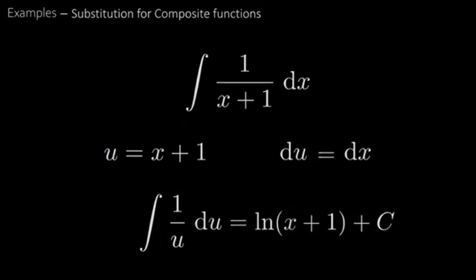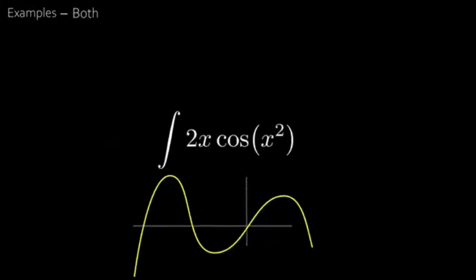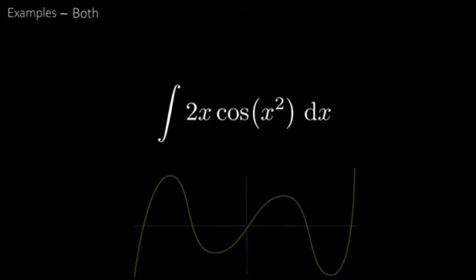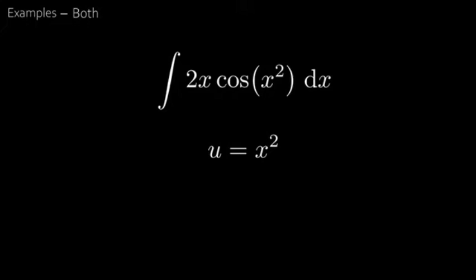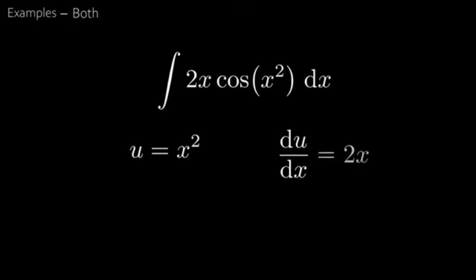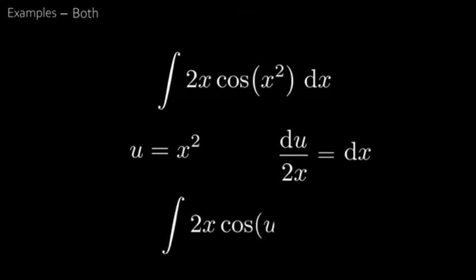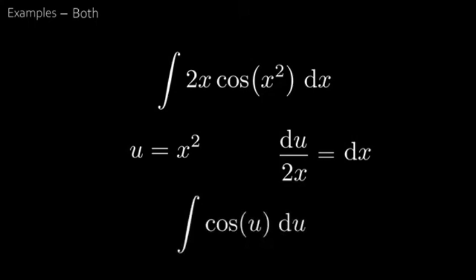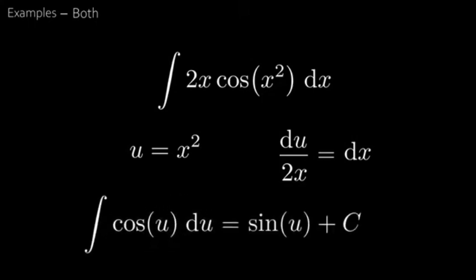Now for the final, most common type, both. Say you wanted to find the integral of 2x cosine x squared. Then we begin by subbing in u equal to x squared, which is the inner function. And this gives du by dx equal to 2x. So dx is equal to du over 2x. Combining everything gives the integral of 2x cosine u du over 2x. And we see that the 2x cancels out, giving the integral of cosine u du, which is just sine u plus c. And since u equals x squared, this is sine of x squared plus c.